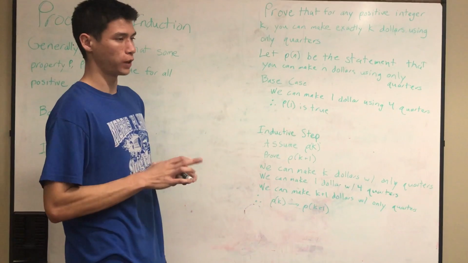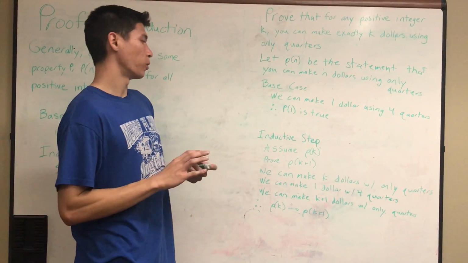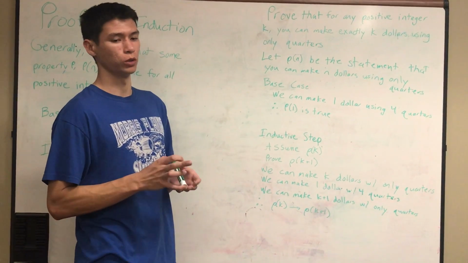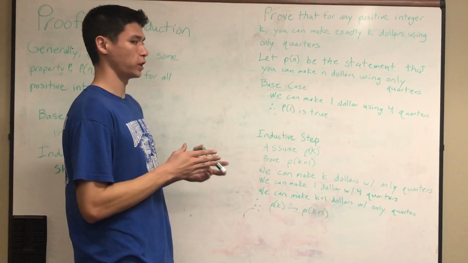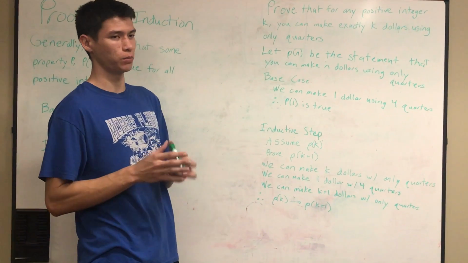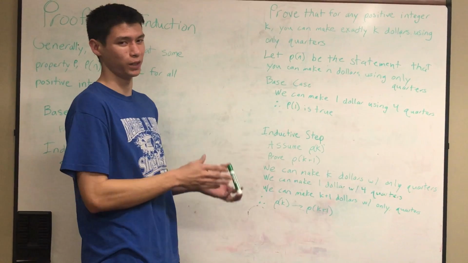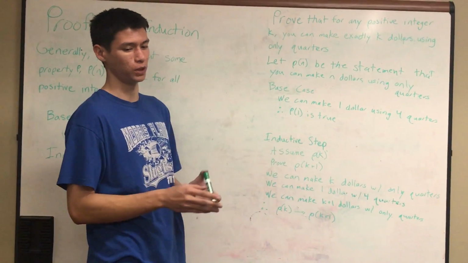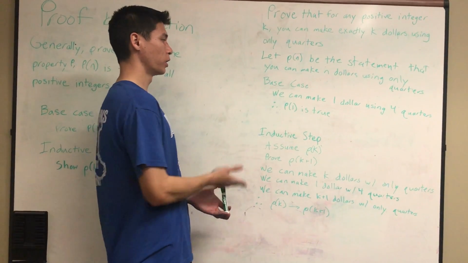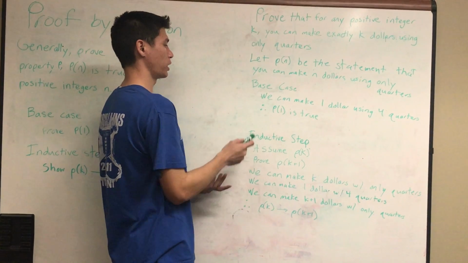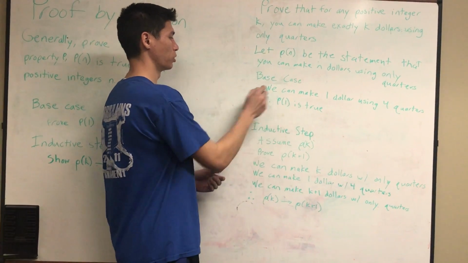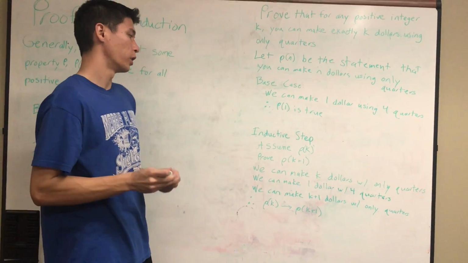Your defense for why P of 11 is true is because P of 10 is true, and P of 10 implies P of 11. Then you would say, well, P of 10 is true because P of 9 is true, and P of 9 implies P of 10. And that would go on until you reach your base case, in which you can just say P of 1 is true because I proved it right here.